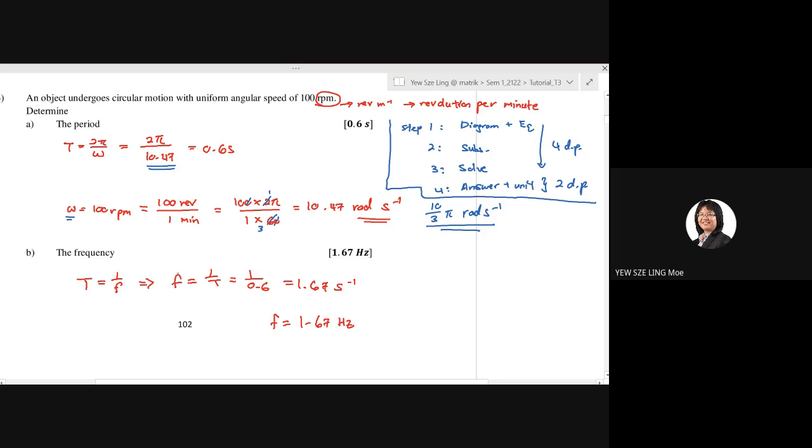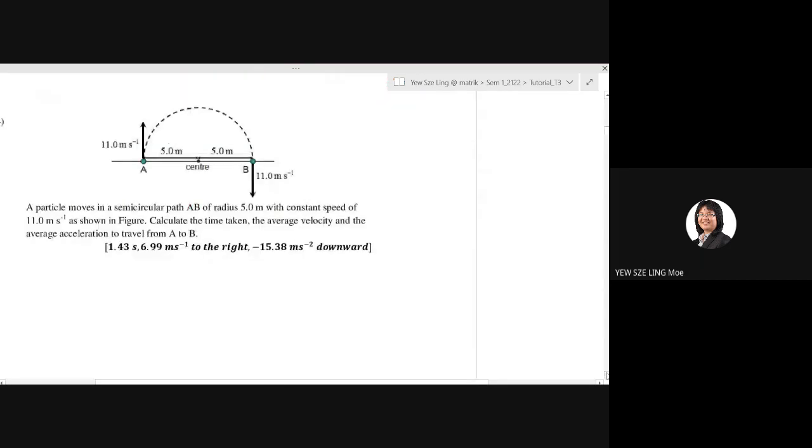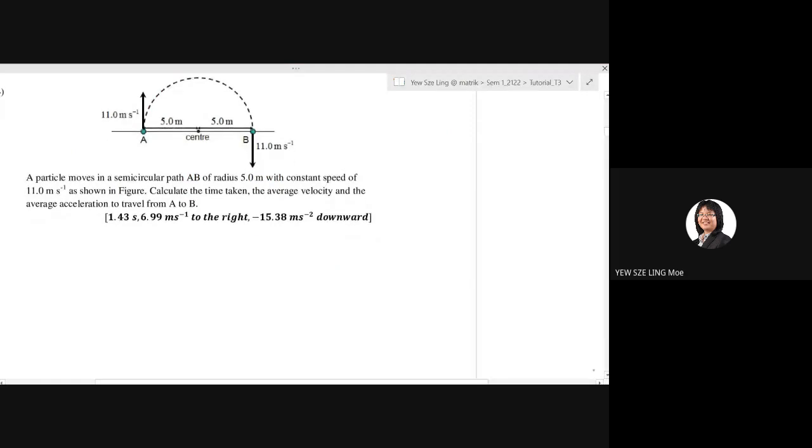Right. So this is still a very simple question. Just play with unit conversions. Now, this question is slightly more complicated. Why? Because it tests your concept. They really test concept and see whether you understand the difference between scalar and vector or not.